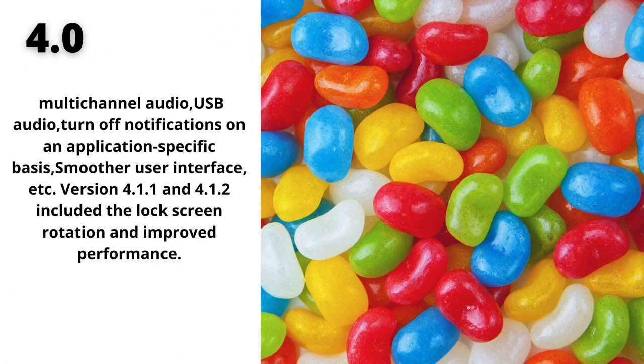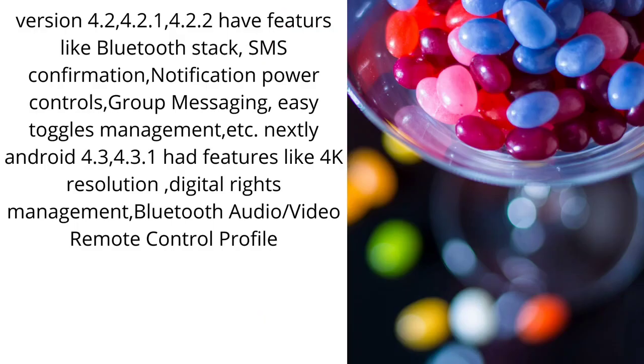Android 4.1 Jelly Bean came in July 2012 with some features like multi-channel audio, USB audio, turn off notifications on an application-specific basis, smoother user interface, etc. Versions 4.1.1 and 4.1.2 included the lock screen rotation and improved performance.